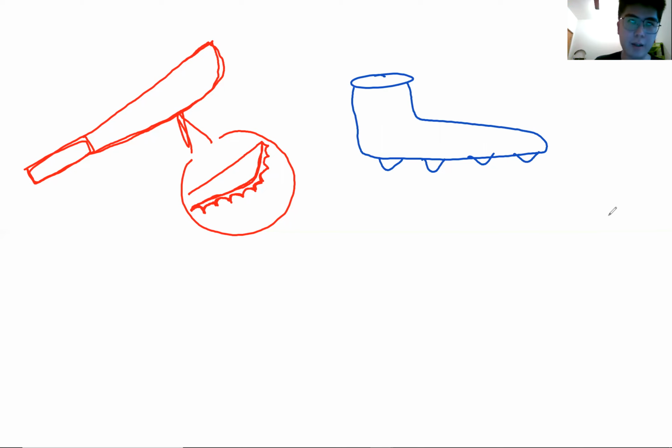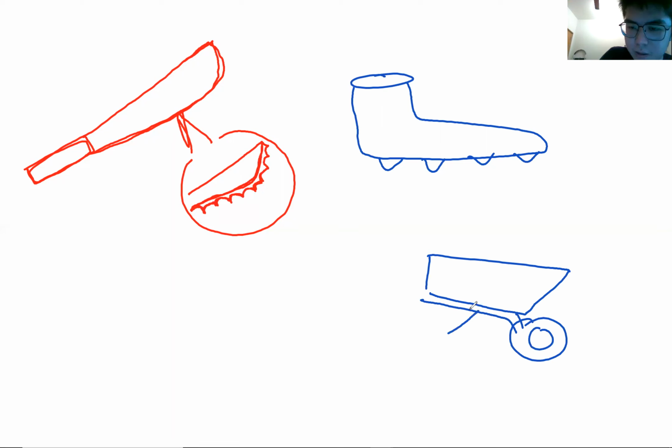What else? You have the wheelbarrow. Okay, let me draw it out. It looks like this. Okay, this is the wheel, and then, yeah, this one is the same thing.